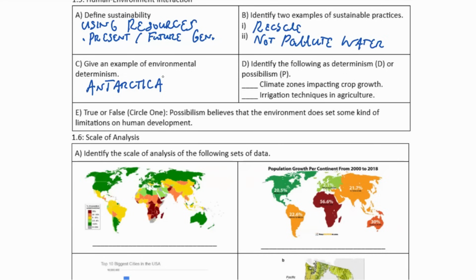Identify the following as determinism or positivism. Climate zones impacting crop growth. Climate zones impact precipitation, temperature, that sort of thing. Certain crops need a particular temperature range or a particular precipitation amount to grow and to be harvested. A crop grown in a tropical climate may not be able to be grown in a polar climate. So that is determinism. We are confined to the environment and what is presented to us.